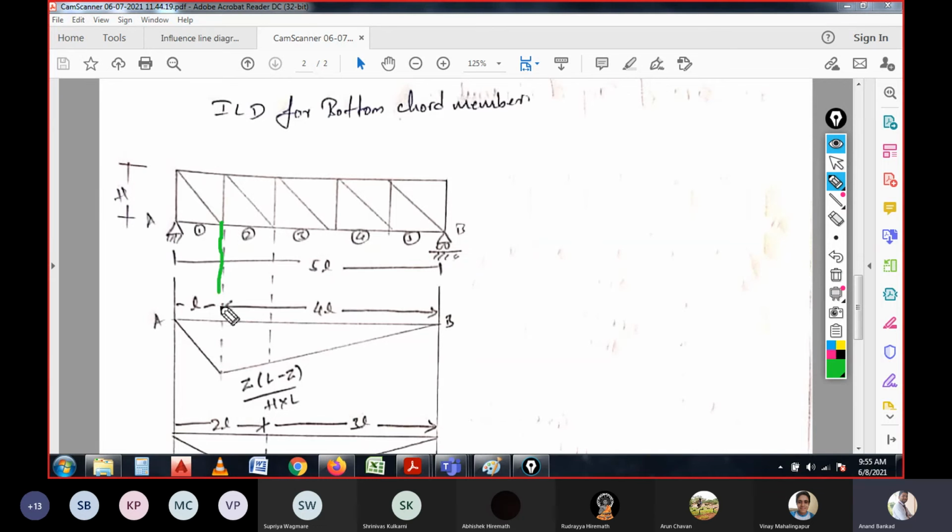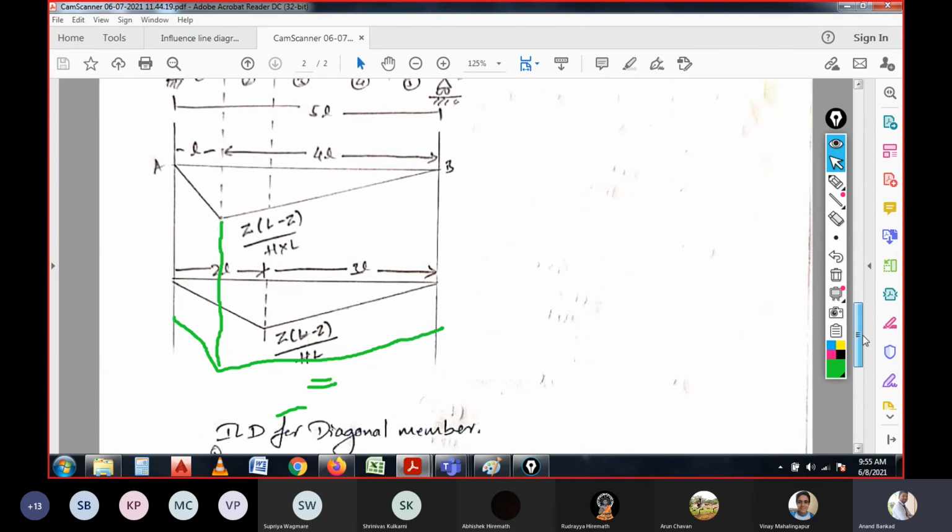But for bottom chord members, we need to draw the influence line diagram at the bottom. Again, the coefficient value for the section will be the same: z into (L minus z) divided by h into L. That is the case. Right? I am explaining the concept. In the coming class, I will take a problem on this concept, and you will be able to understand clearly.